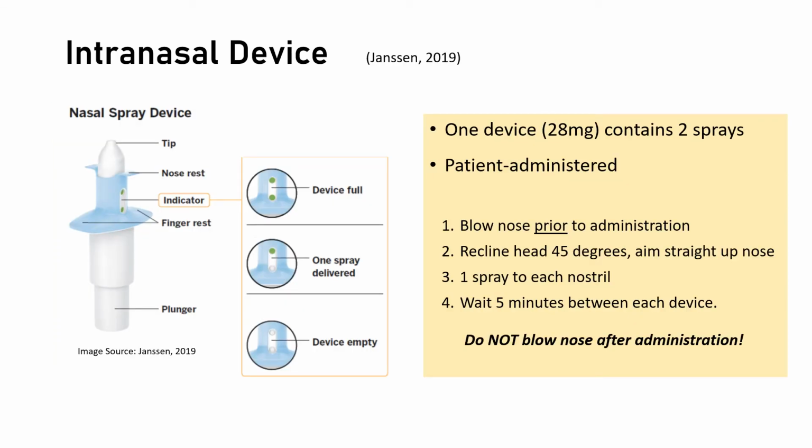This image is directly from the manufacturer. Before administration, staff check to make sure there are 2 green dots present on the side of the nose spray. The 2 green dots indicate there are 2 sprays left in the device. The patient blows their nose, reclines 45 degrees, pushes on the opposite nostril, breathes in, and self-administers 1 spray. They then wait 5 minutes and administer a second spray in the other nostril. 1 spray can be given every 5 minutes until the full dose is reached.